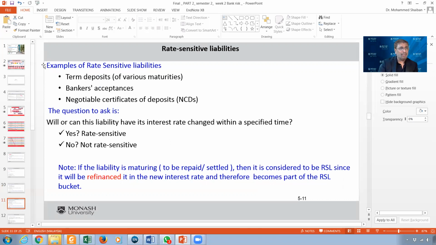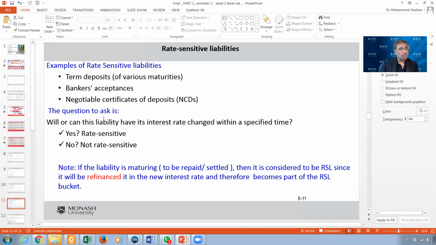Let's see this one. What are examples of risk-sensitive liabilities? Term deposits, bank acceptances, negotiable certificates of deposit. All of these, as you can see, are money market products, and they are less than 1 year. A term deposit can take more than 1 year, because term deposits are actually rate sensitive; they have floating rates. And then we have the banker's acceptance, which is short term, and all of those are money market.